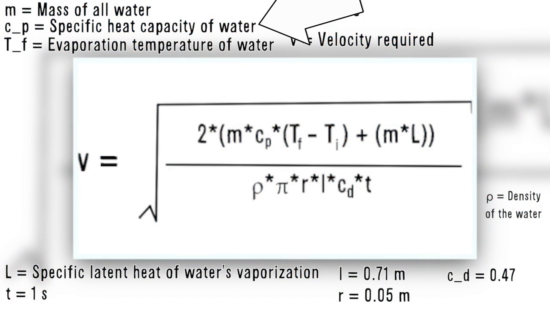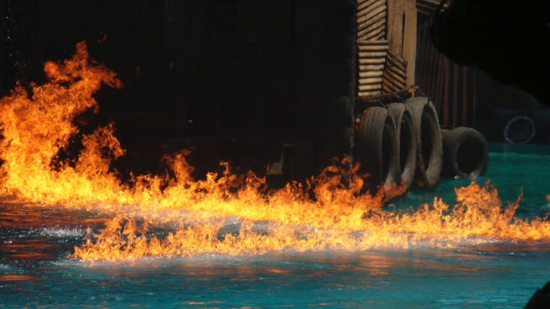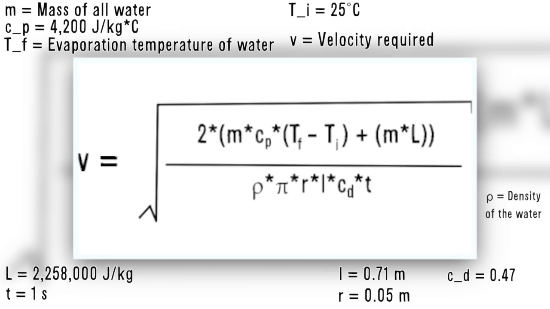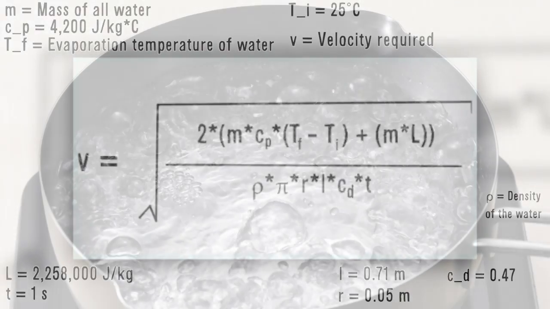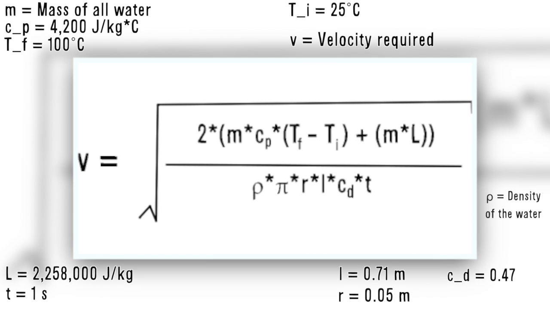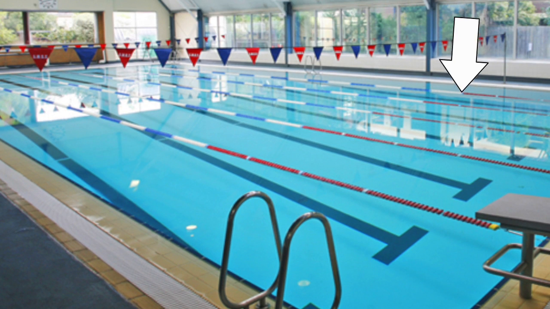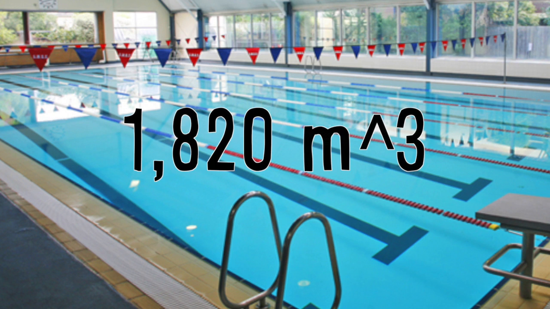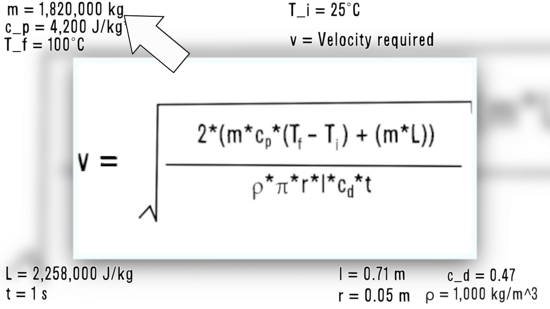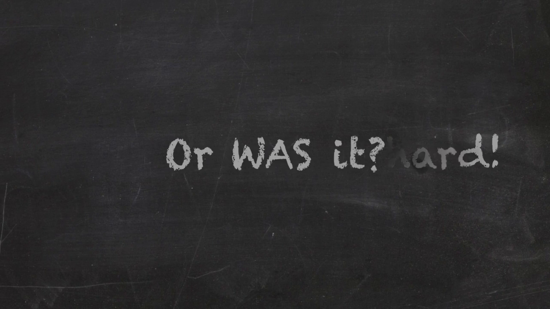And these two heat values are also able to be looked up. Exactly how resistant is water to heat, and how much heat does it take to vaporize all water? Turns out they're 4,200 and 2,258,000. Since water boils fully at 100 degrees Celsius, that's the minimum final temperature. And finally, the measurements of the pool. If the pool is 25 meters long, 20 meters wide, and 12 feet deep, then its volume is 1,820 cubic meters. And since water is 1,000 kilograms per cubic meter, the pool weighs 1.82 million kilograms. That wasn't so hard. Or was it?